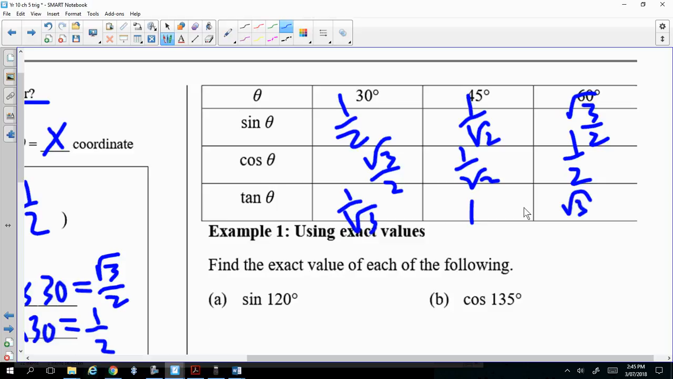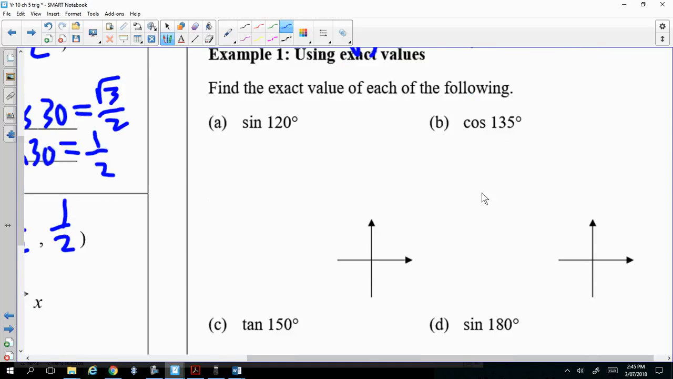Okay, let's do the first question. Sine 120. So how do I do sine 120? So you draw this. That's 120 degrees. Right? 120. That's your first step.